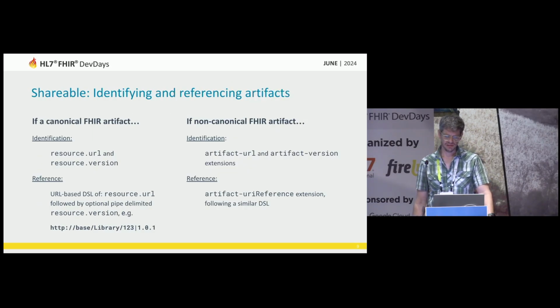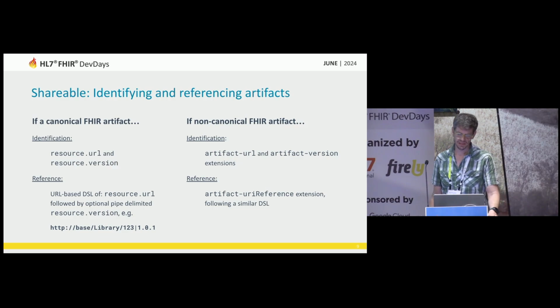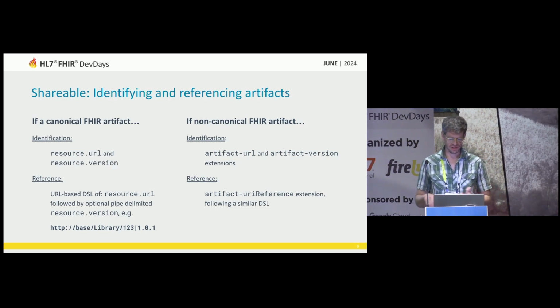So I mentioned that there are some non-canonical artifacts that are considered knowledge artifacts, and there are canonical ones. Canonical is right in the core spec for how you identify them. It's the URL and potentially the version, optionally the version. And the way you reference is you can have it be this little mini URL DSL that has a pipe in it, and the first part of the pipe is the URL portion, pipe followed by the version.